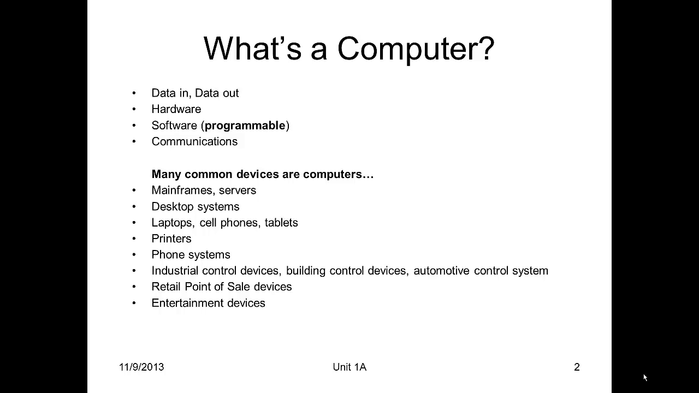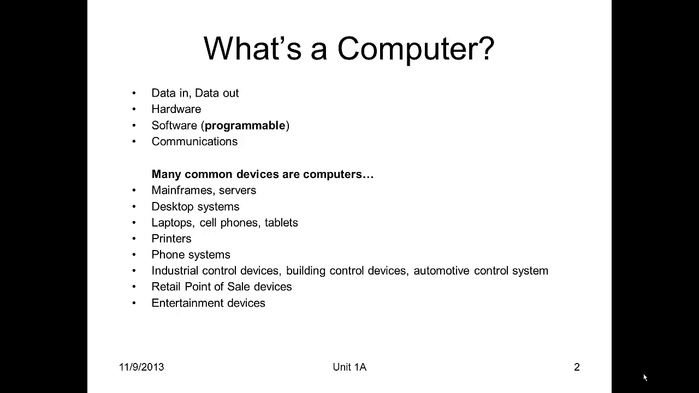What's a computer? Computers are data processing machines. They take representations of everyday events and process them as electronic bits and bytes. Data must enter a computer and data must leave it. All computers are ultimately some sort of electronic hardware. What makes computers different from their predecessors, adding machines, teletypes, cash registers, is the ability to program them using software. Data in, data out, hardware, software programmable, and computers have some sort of communication with the outside world.